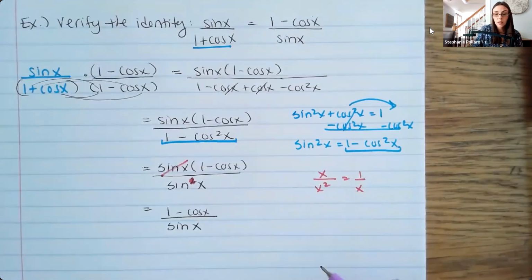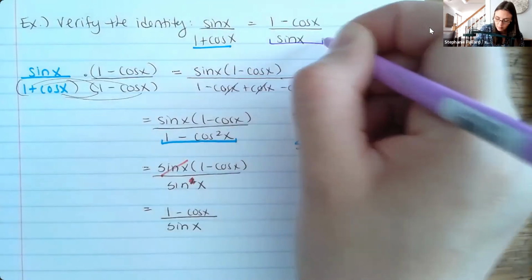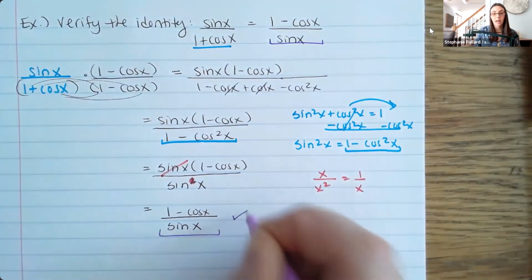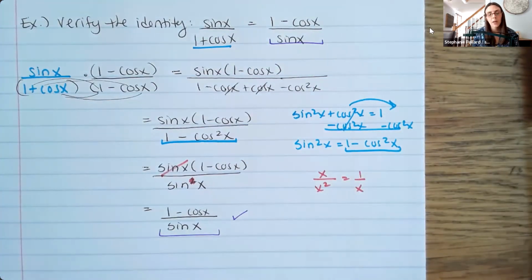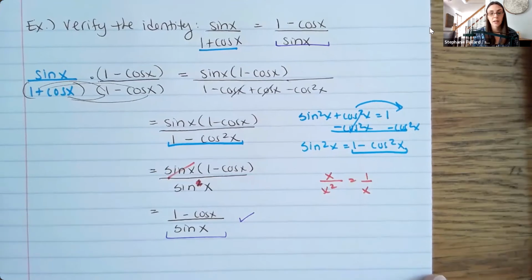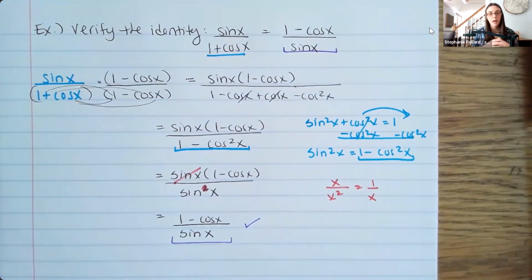Now, this was what we were looking for. So we are done. We were able to verify that identity there. But again, this one was tricky because there wasn't an obvious technique to start with. I wasn't able to break down that fraction. I didn't have common denominators to really work with here. I didn't have anything to factor out.